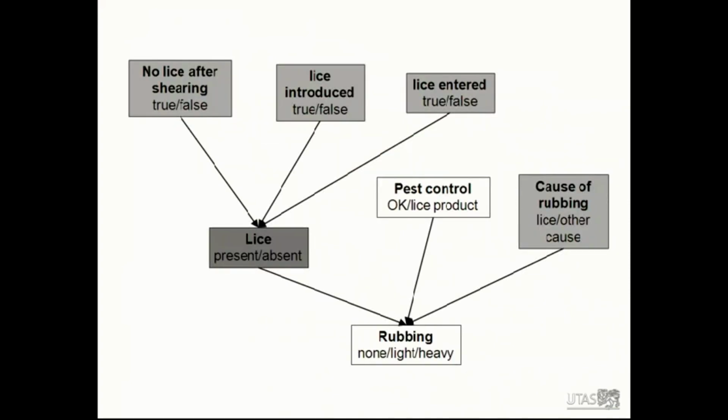Now, having done those three separate sections, we put them together. So those three boxes at the top actually have trees or networks leading down to them to give you the probability that lice might be there at the moment.